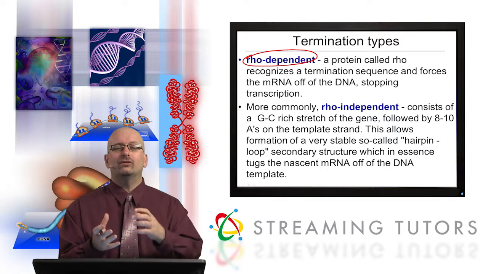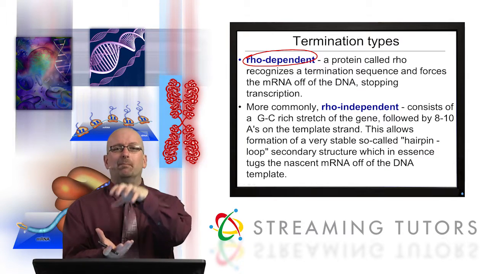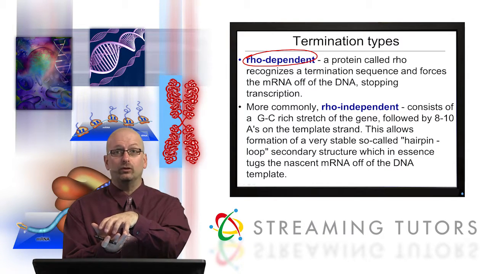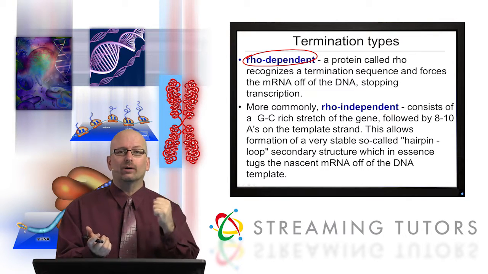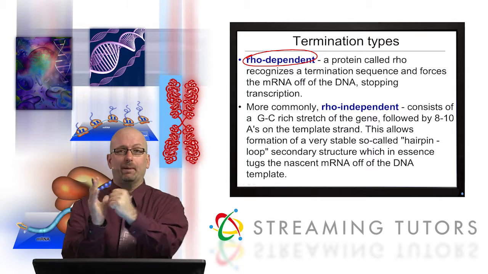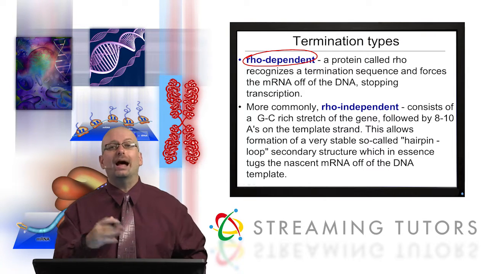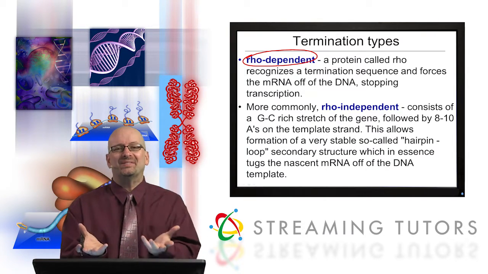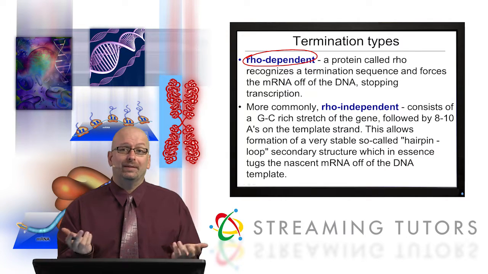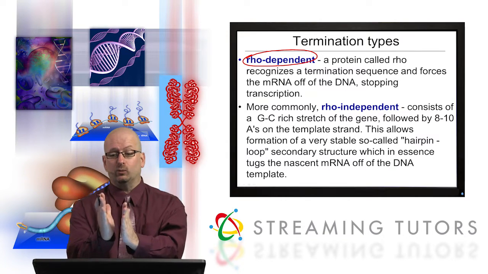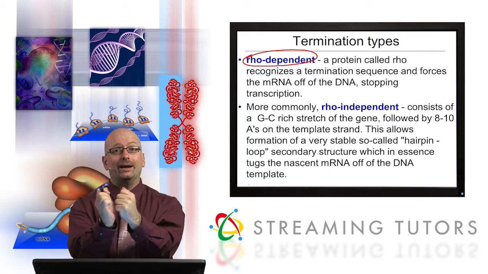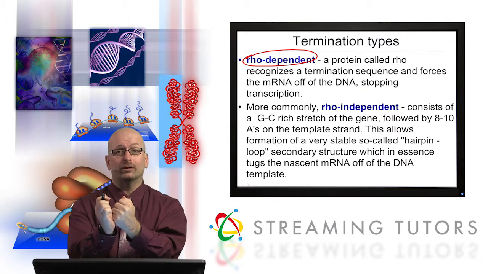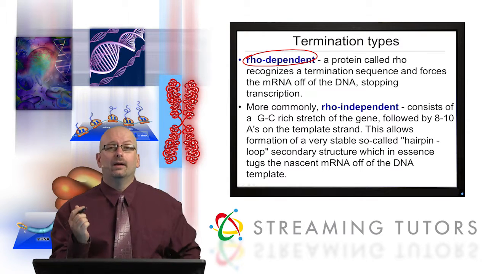It recognizes a termination sequence, and it binds to that termination sequence, this Rho. So you can think of RNA polymerase motoring along, and all of a sudden, it bumps into Rho, and it sort of gets knocked off the DNA. It's hard to think of these things at the molecular level, but that's what's going on. So it's one way to stop transcription is to have a protein bind to the terminator and create a physical barrier to the progression of RNA polymerase.